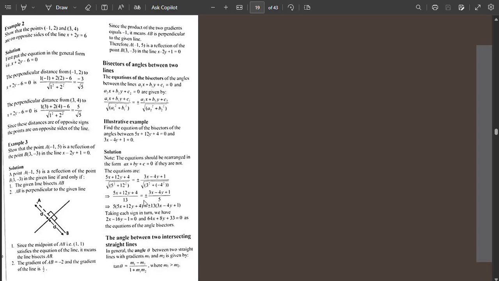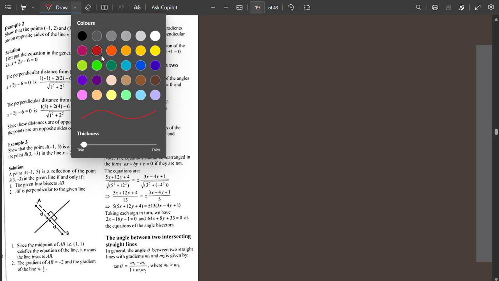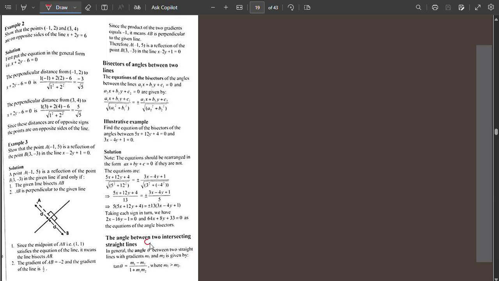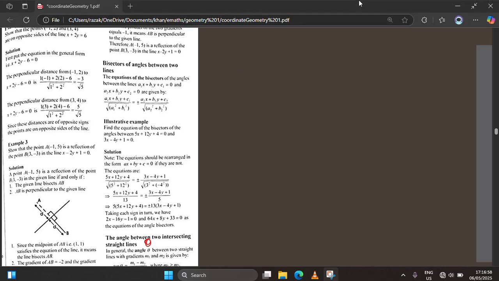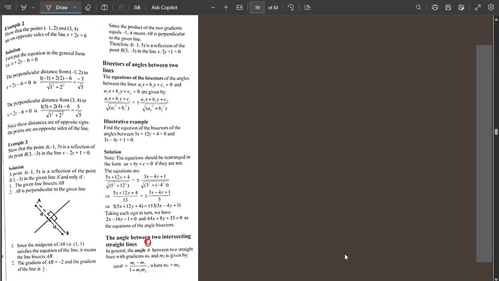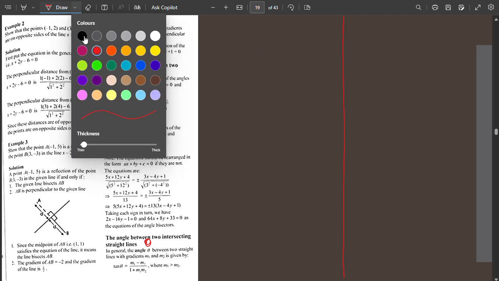Angle between two intersecting straight lines. Right, so when lines meet, there's always an angle that's created. We know that. So we want to find this angle now. We want to find the value of this angle. We want to measure this angle. So how are you going to measure this angle?